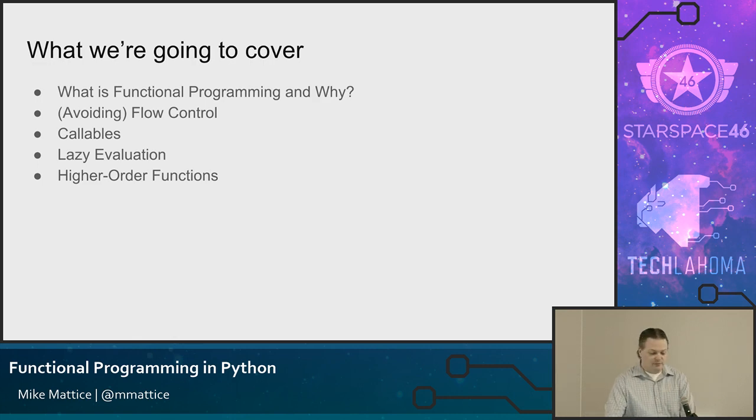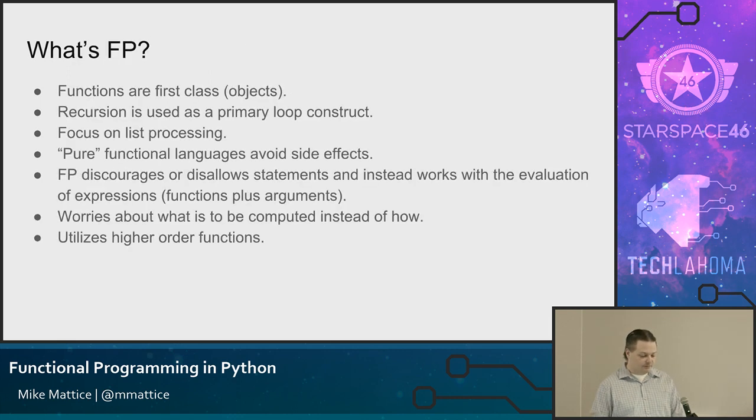So the things that we're going to cover, this is super awesome. Why do we want to do functional programming? We can make some adjustments to how we deal with flow control. There are the different models of callables, lazy evaluation, which you can sort of emulate like Haskell, and then higher order functions, which is a big part of functional programming in general.